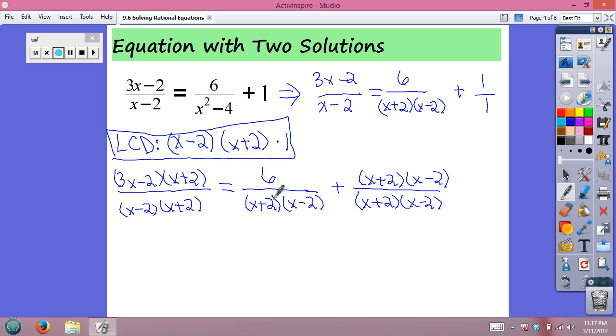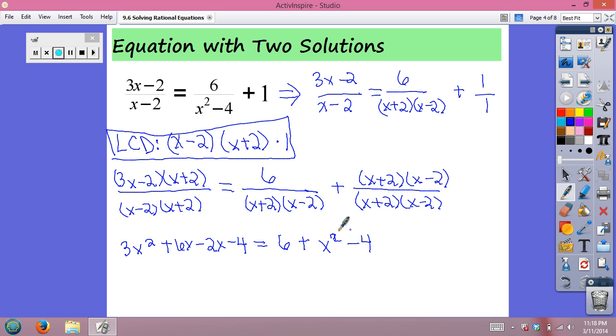Again, we have the same denominator in each of our fractions here, so we're allowed to just work with the numerator. And what I'm going to do is multiply these out so that we get it in simplest form. So we're going to have 3x squared plus 6x minus 2x minus 4 is equal to 6 plus, multiplying these together, we're going to get x squared minus 4.